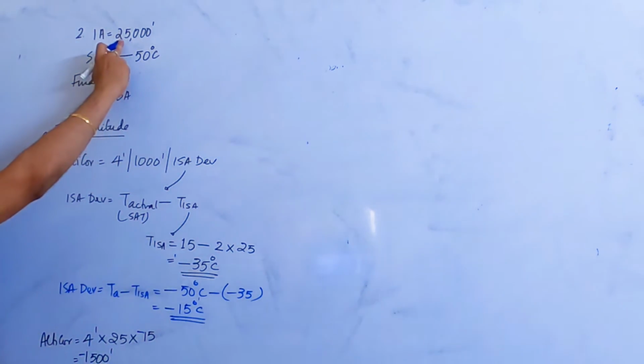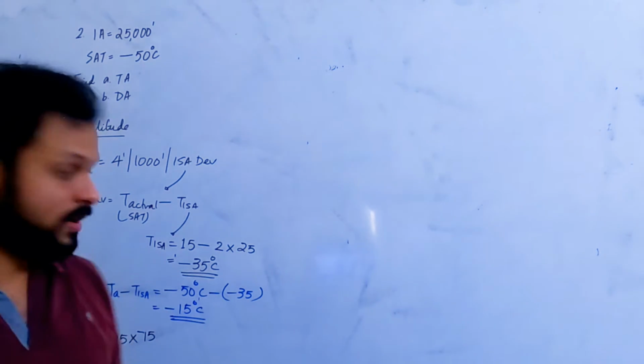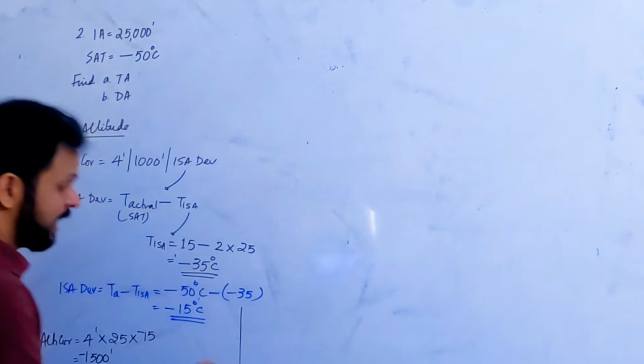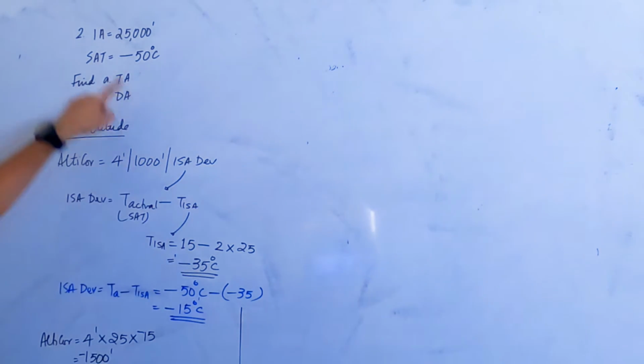So true altitude is indicated altitude minus 1,500 feet. That is 25,000 minus 1,500, which is 23,500 feet.